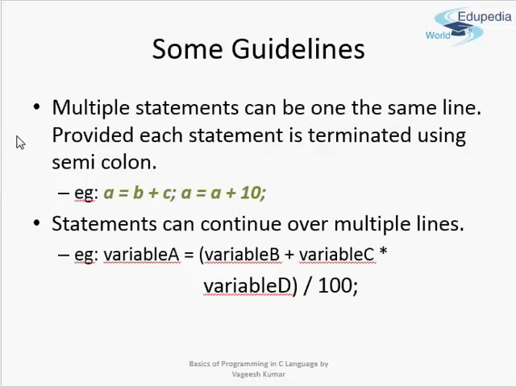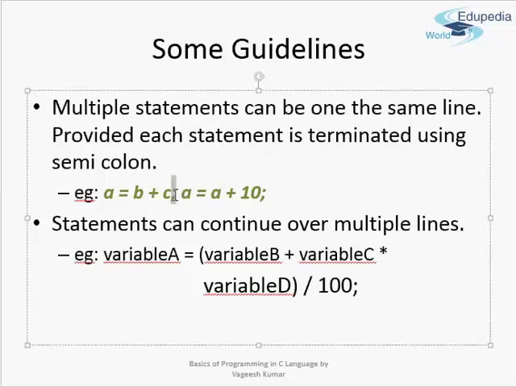Now multiple statements can be on the same line, like we have here as an example: one statement is a is equal to b plus c, the second statement is a is equal to a plus 10. Both are on the same line, but you have to remember that each statement is terminated by a semicolon. The first statement is terminated by this semicolon, and then the second statement is terminated by this semicolon. The only prerequisite for this is that you have to remember where to place your semicolons, otherwise all will cause havoc.